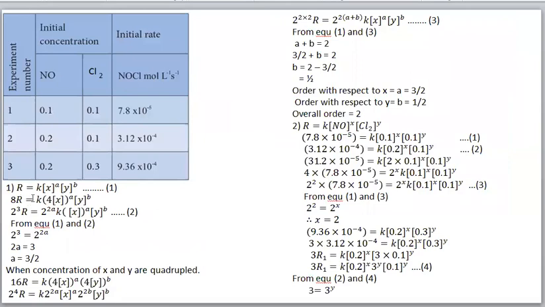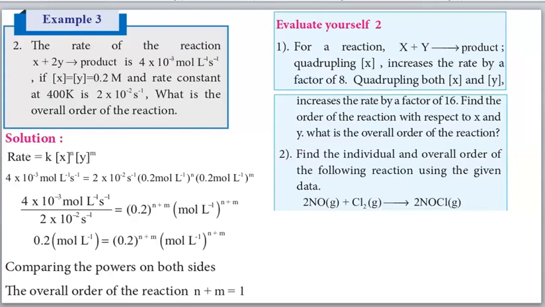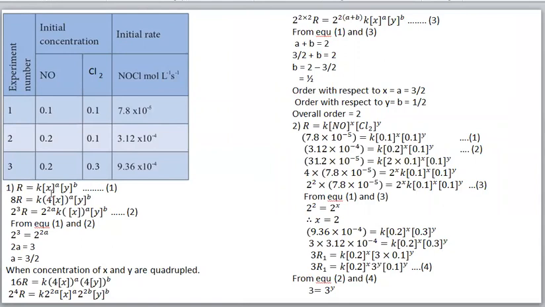See, rate is equal to K into, the equation is given, X plus Y gives a product. So rate is equal to rate constant into concentration of X to the power, say, A, concentration of Y to the power B. Now the given values we can write. When the concentration of X is quadrupled, increased by 4 times, instead of the concentration of X we can write 4 into the concentration of X, the whole power A. In the Y term there is no change in concentration, so as it is we can write. But the rate of reaction increased by 8-fold, 8 times, given. So we can write here 8R equal to this value.